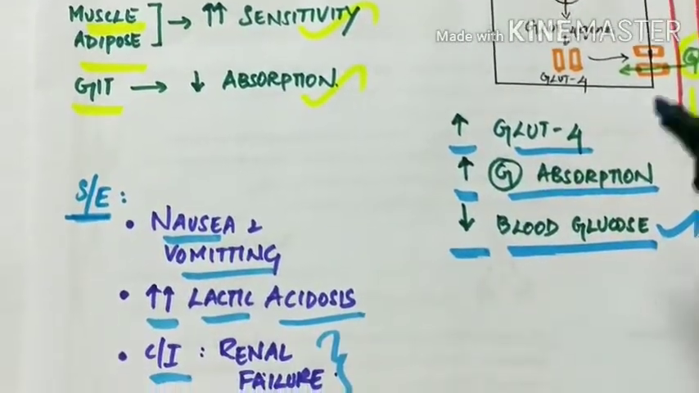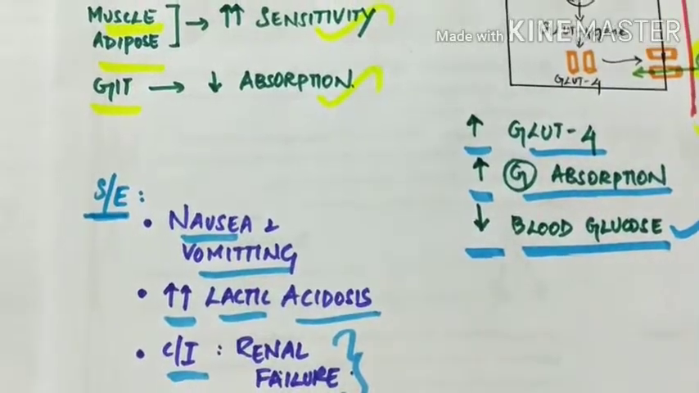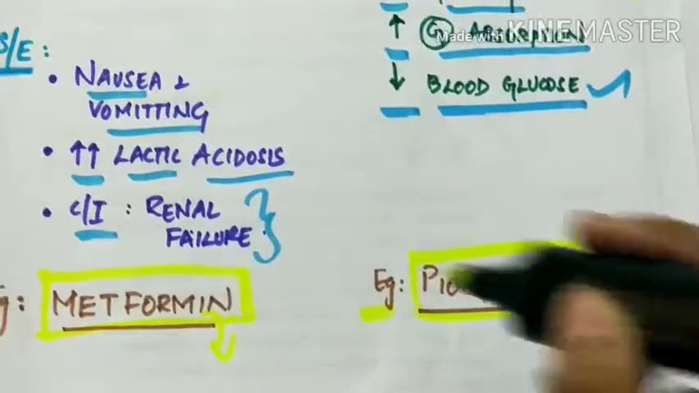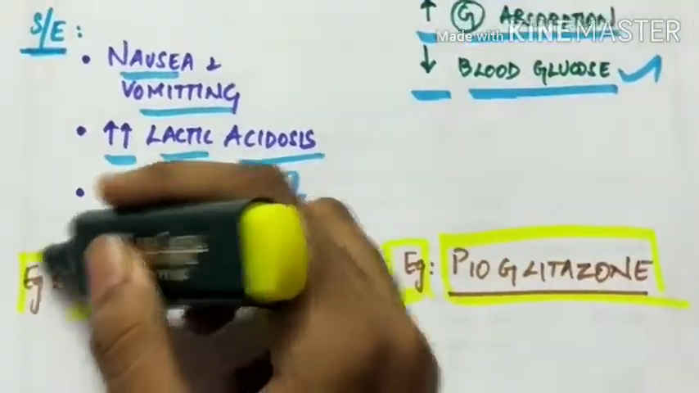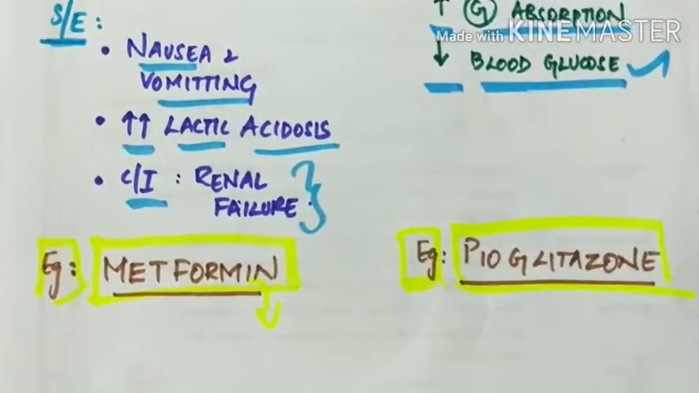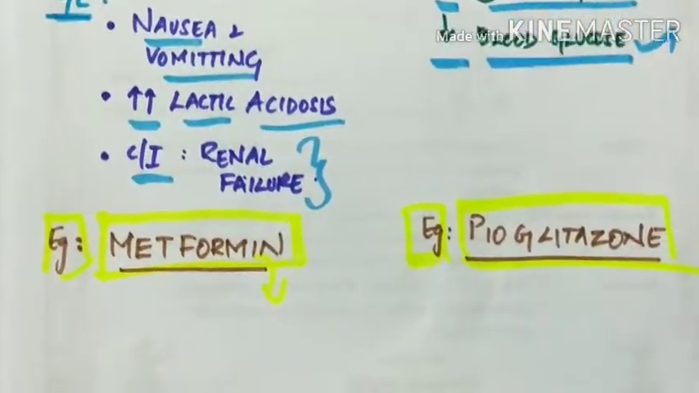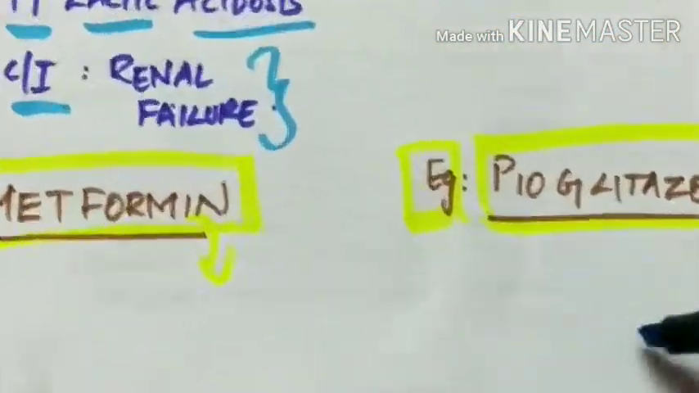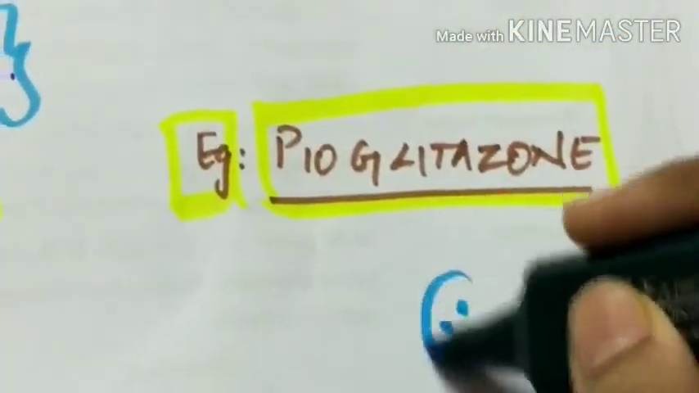This is about thiazolidinediones. Example is pioglitazone. Example for biguanide is metformin. Example of thiazolidinediones is pioglitazone. And that is all about diabetes mellitus treatment. Thank you.